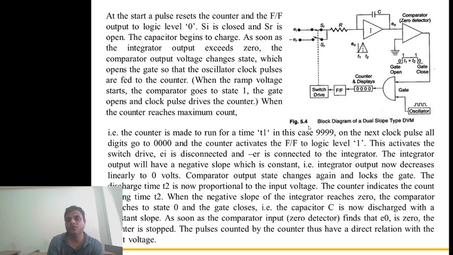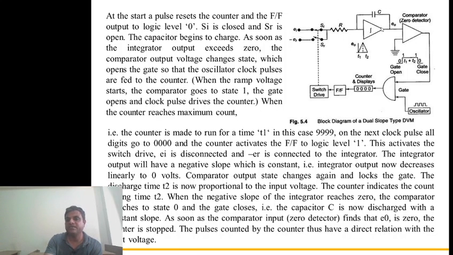When the negative slope of the integrator reaches 0, the comparator switches to state 0 and the gate closes, and thus the capacitor C is discharged with constant slope. As soon as the comparator input finds that E0 is 0, the counter is stopped, and the pulses counted by the counter thus have a direct relation with the input voltage. Actually, what they try to explain is that once this switch is closed, then this capacitor is charged.